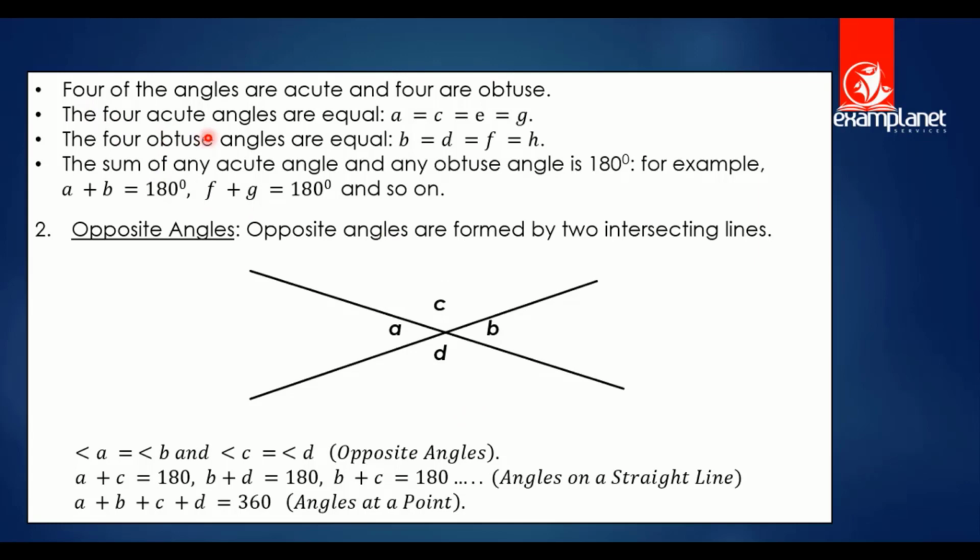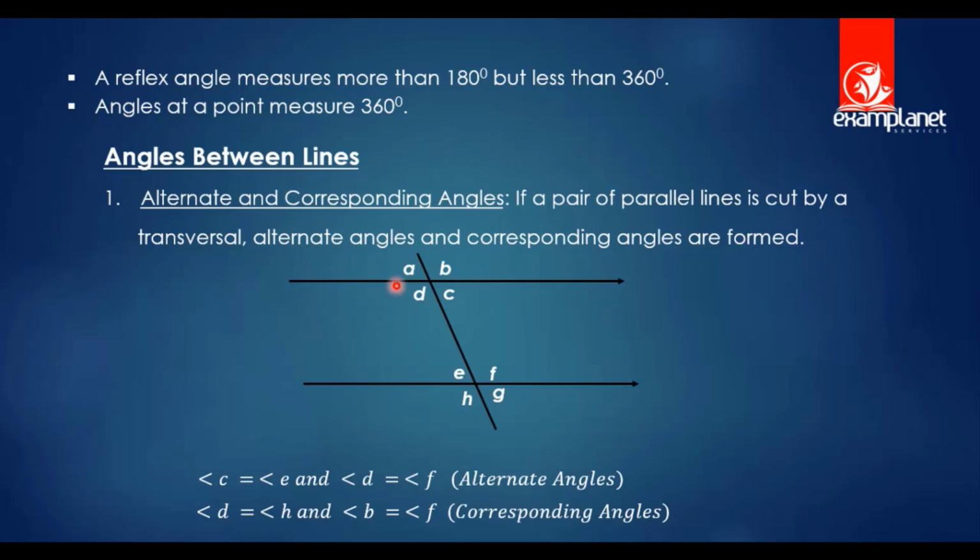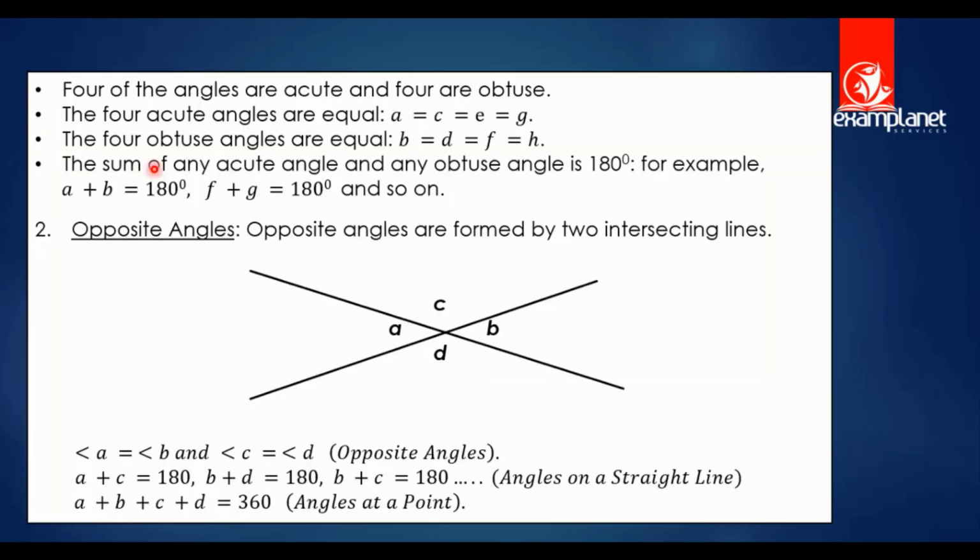Now, the 4 acute angles are always equal. So A is equal to C, equal to E, and also equal to G. Our angle A must be the same as our angle C, and C must be equal to E, as they are alternate, and E must be equal to G because G is corresponding to C, and E is corresponding to A. So if A is corresponding to E, they are the same, and if C is corresponding to G, they are the same, and A must be the same as C as well. So all the 4 acute angles are equal.